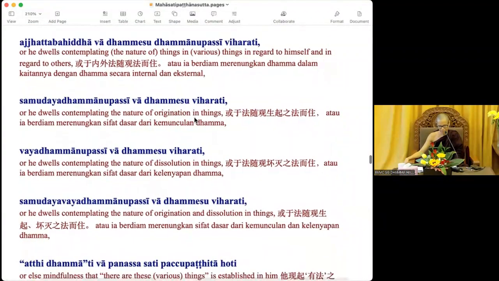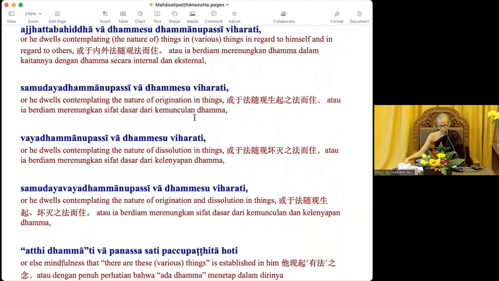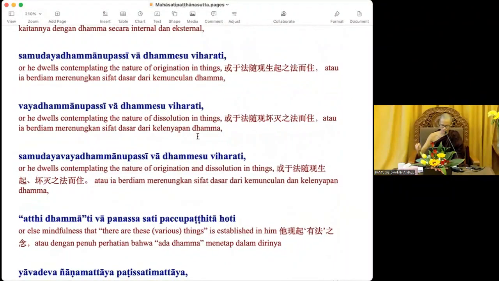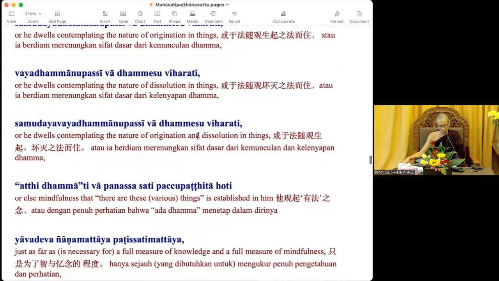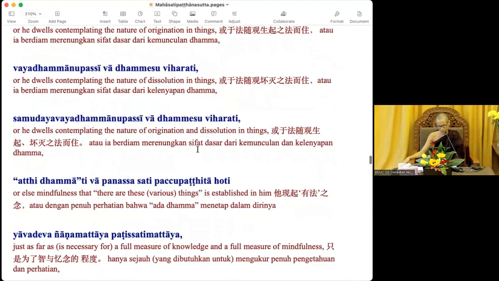Samudaya dhammanupassi. Samudaya is the arising of cause. So you should try to know the causes of everything, every phenomenon. Because of the arising of the cause, there is the arising of the effect. Vayadhammanupassi: because of the perishing of the causes, the effect perishes. Samudaya-vayadhammanupassi: because of the arising and perishing of causes, the effect arises and perishes. You need to practice in this way.